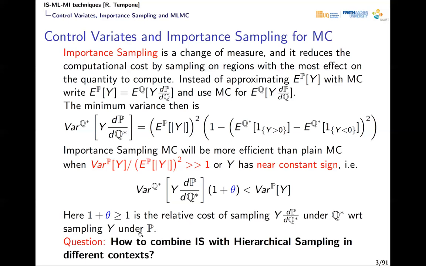Now that we have these two ingredients, control variates and importance sampling, on the table, we discuss how to combine importance sampling with hierarchical sampling. And for that, I have to move on to hierarchical sampling.